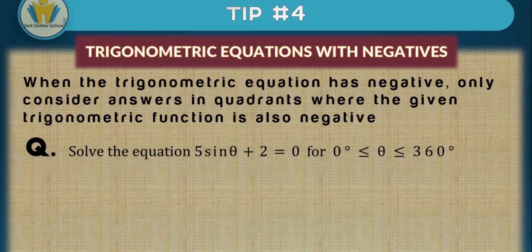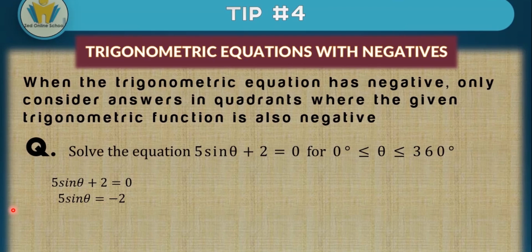What do we mean? Let's look at an equation for us to understand it better. We've been given this trigonometric equation, 5 sine theta plus 2 is equal to 0. We've been asked to solve this equation for values of theta in between 0 degrees and 360 degrees. If we make 5 sine theta the subject, we're going to have this equation. You can see we have a negative, unlike others that we've looked at in this video. This negative is pointing to us that the values of theta we should use are those in the quadrants where sine is negative.